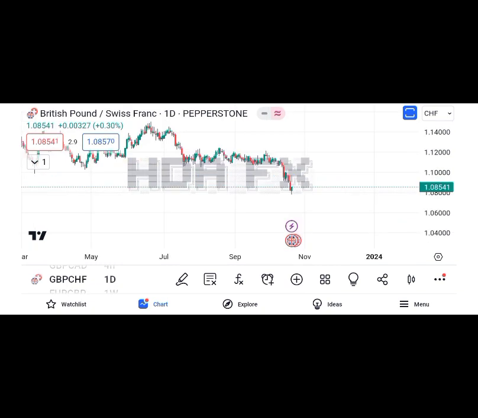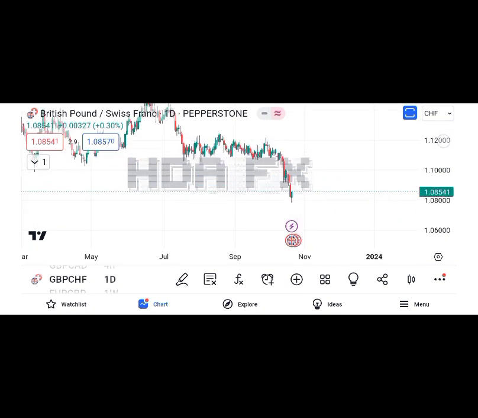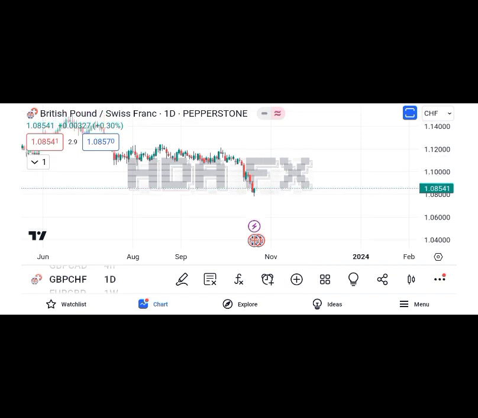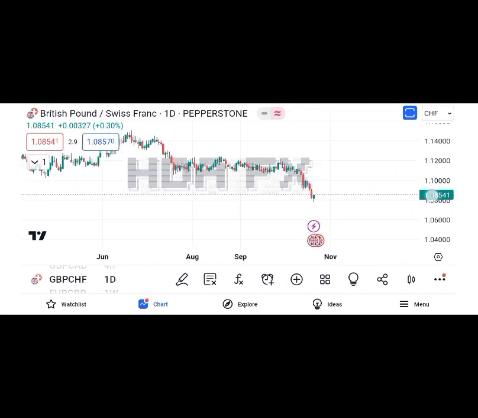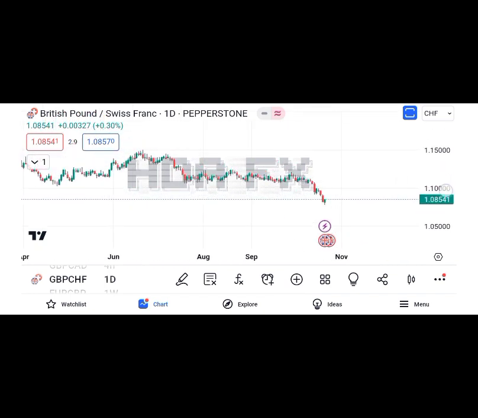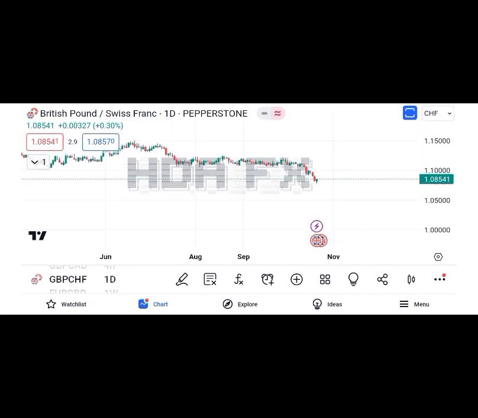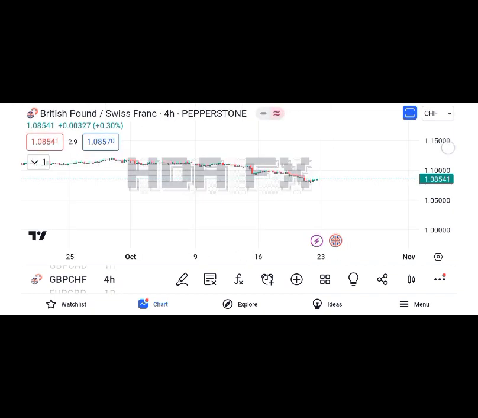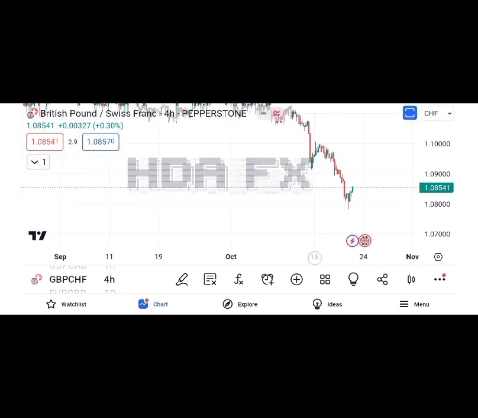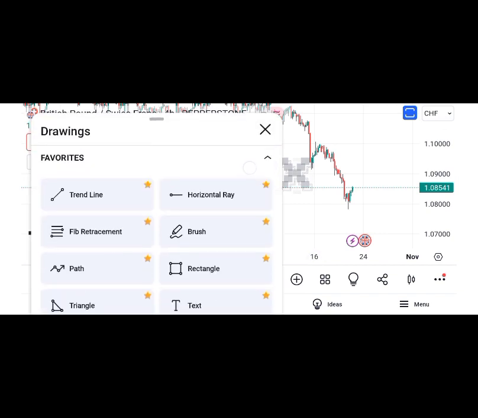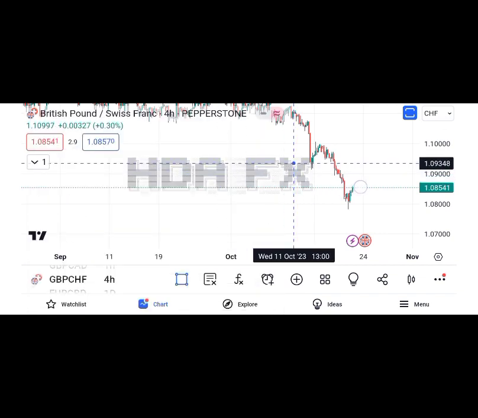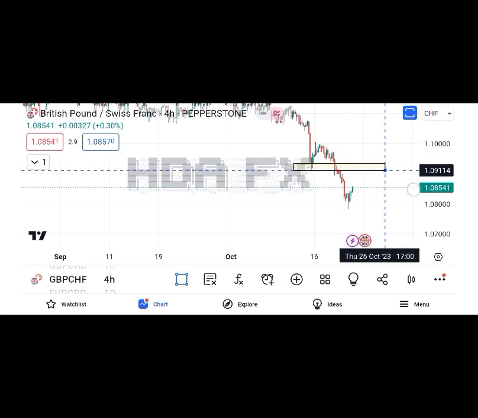Our next pair is GBPCHF. On GBPCHF, on the daily time frame, we can see that price is bearish. So this coming week, I'll still be bearish on GBPCHF. But let's move to the 4-hour time frame and see what we have there also. On the 4-hour time frame, we have this key level here, this beautiful key zone here.